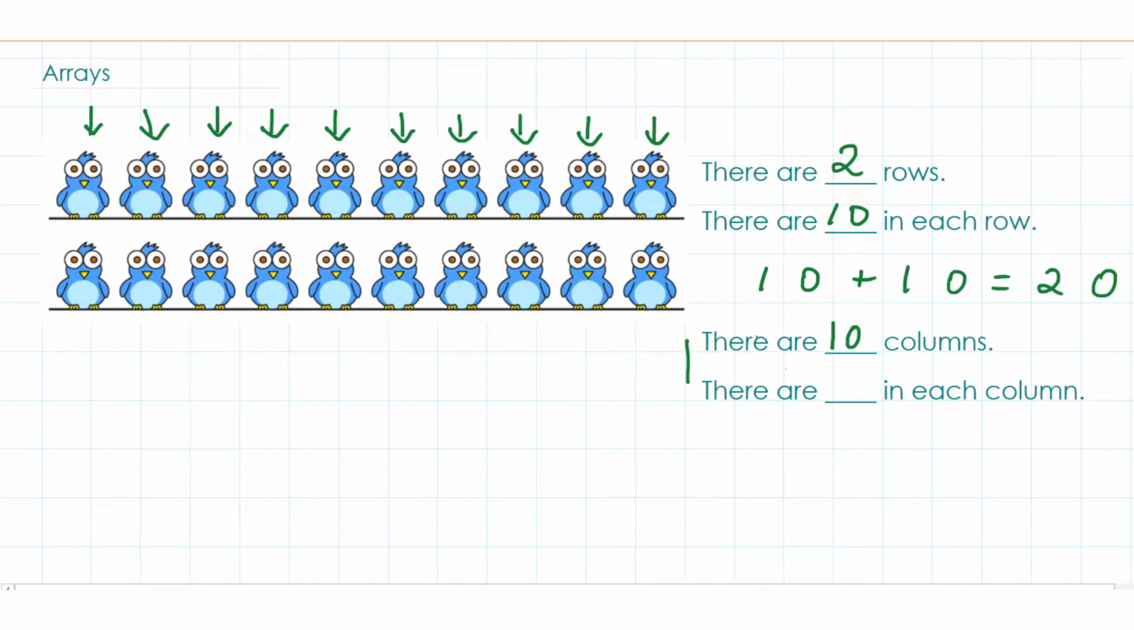Now, how many birds are in each column? Well, again, we've worked it out because it's the number of rows, isn't it? There's 2 birds in each column. So here we'll put a 2.